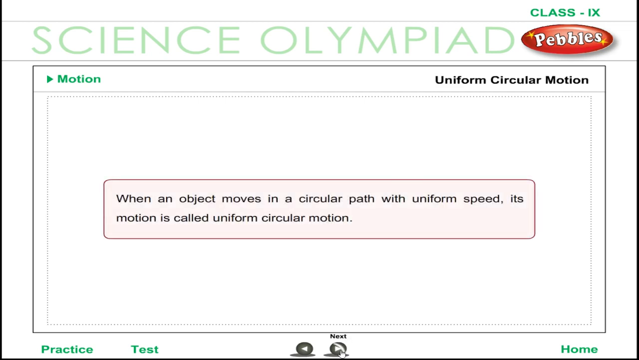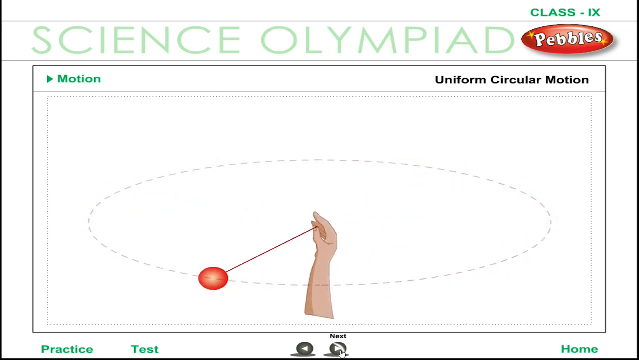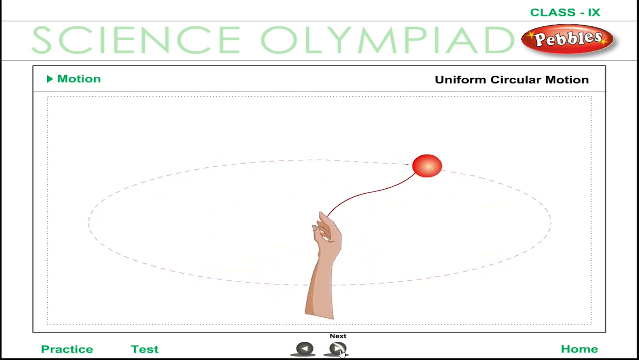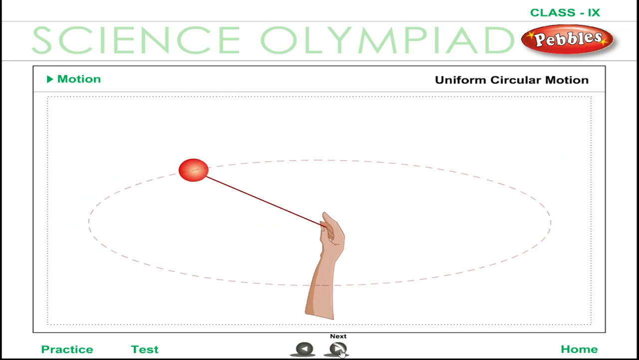Uniform circular motion. When an object moves in a circular path with uniform speed, its motion is called uniform circular motion. Take a piece of thread and tie a small piece of stone at one of its ends. Move the stone to describe a circular path with constant speed by holding the thread at the other end. Now, let the stone go by releasing the thread. By repeating the activity a few times and releasing the stone at different positions of the circular path, check whether the direction in which the stone moves remains the same or not.